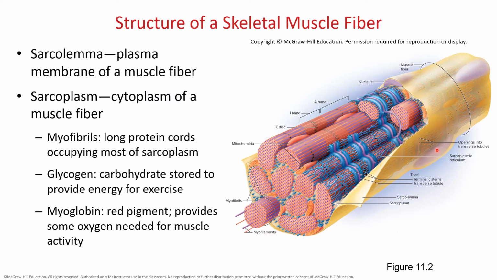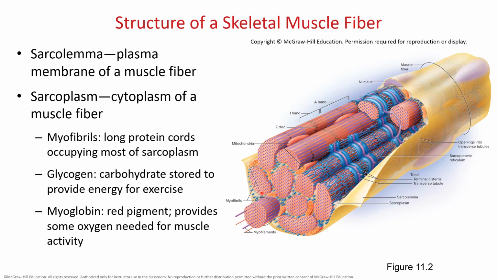Here we can see the structure of a skeletal muscle fiber. So this is a muscle cell or a muscle fiber here. You'll notice that on the outside we have the sarcolemma, which is the plasma membrane of a muscle fiber. Then inside we have the sarcoplasm, which is the cytoplasm of the muscle fiber. We also have these myofibrils right here. These long cylindrical things are the myofibrils.